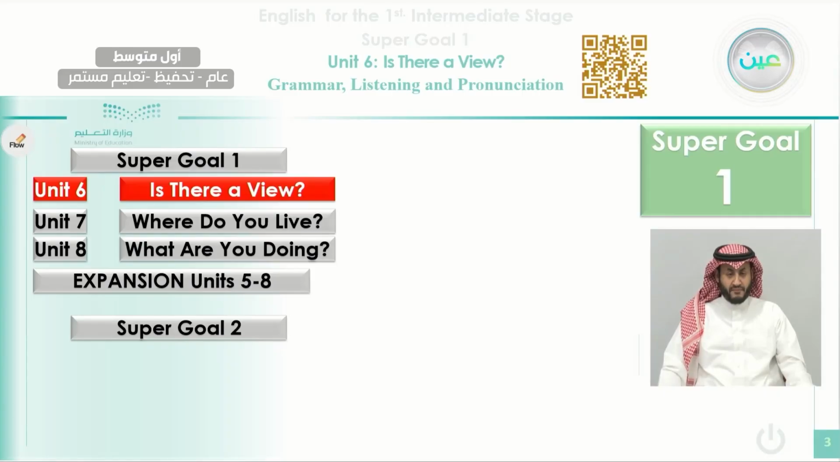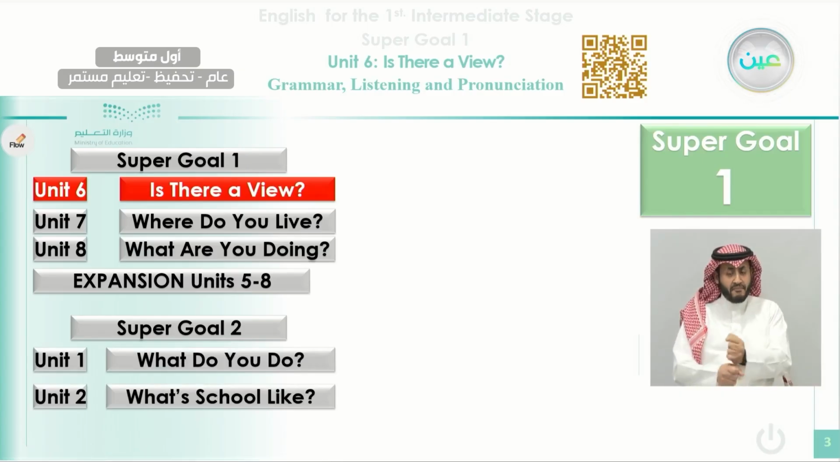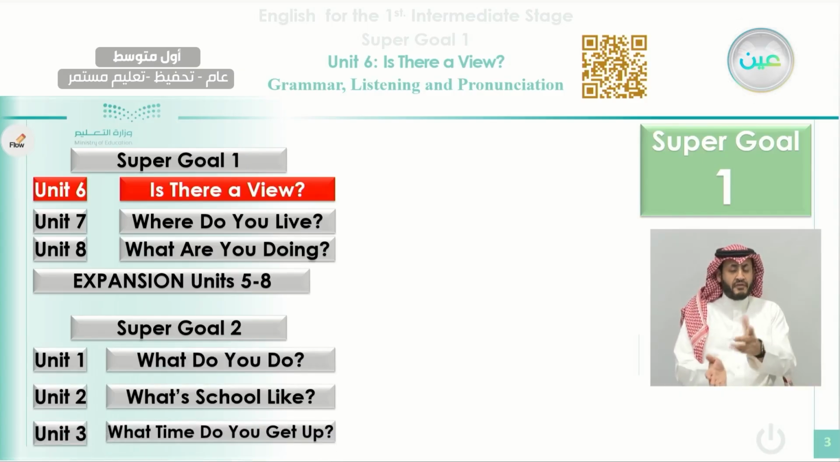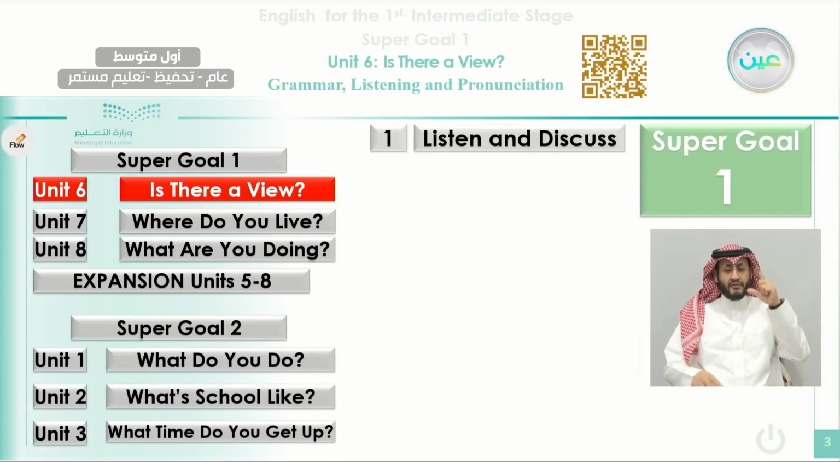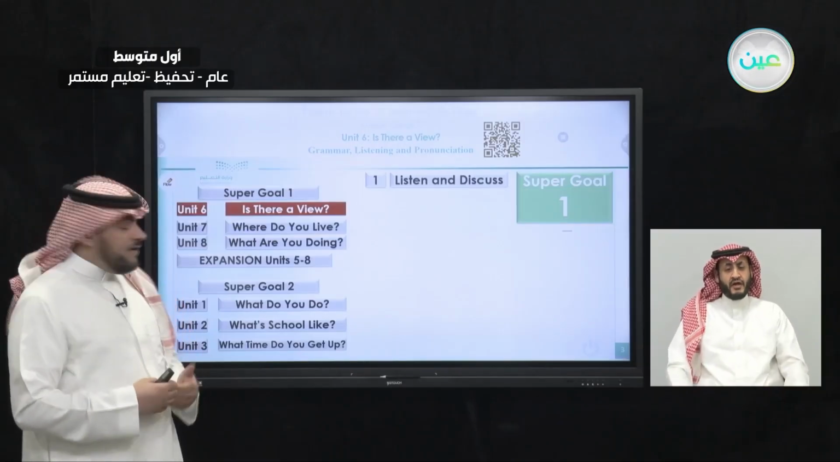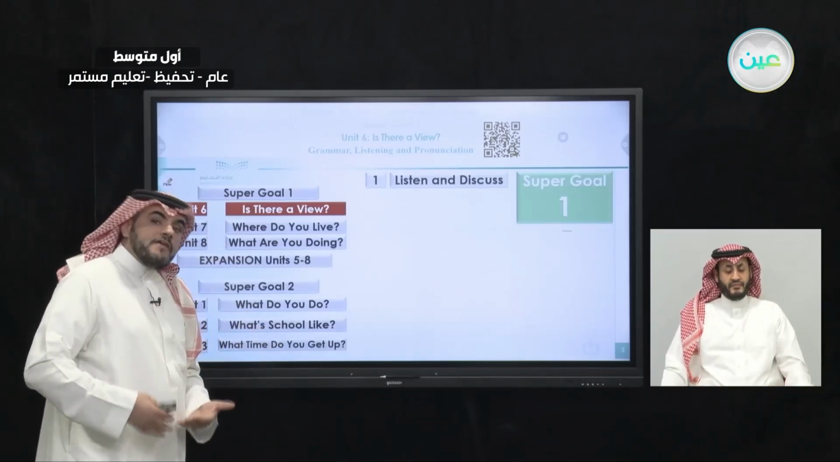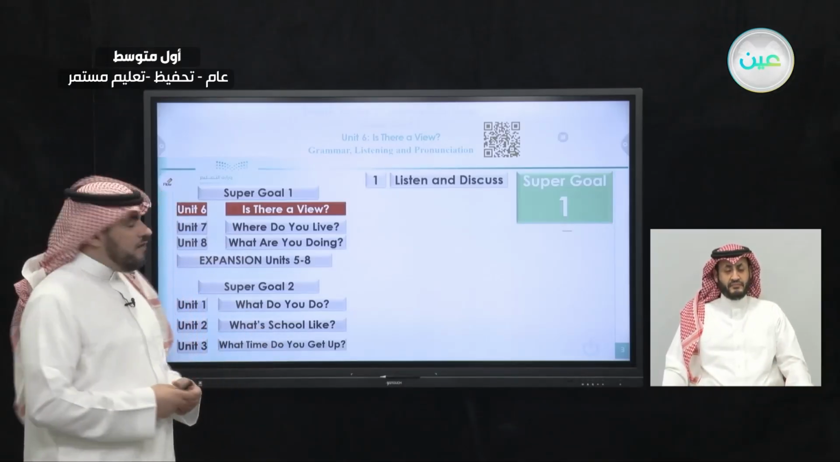Also, we will take 3 units from Super Goal 2. That is, What do you do? What is school like? And What time do you get up? And each unit, as we said before, has 11 sections. The first section is listen and discuss, which gives the main theme of each unit.